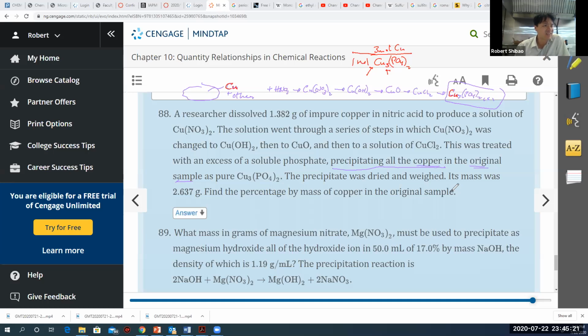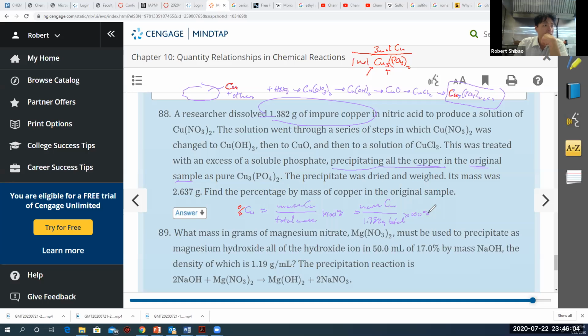So we want to find the percent mass of copper in the original sample. So percent copper is just going to equal the mass of copper over the total mass times 100%. Total mass is given, 1.382 grams. So this is going to be the mass of copper over 1.382 grams total times 100%.